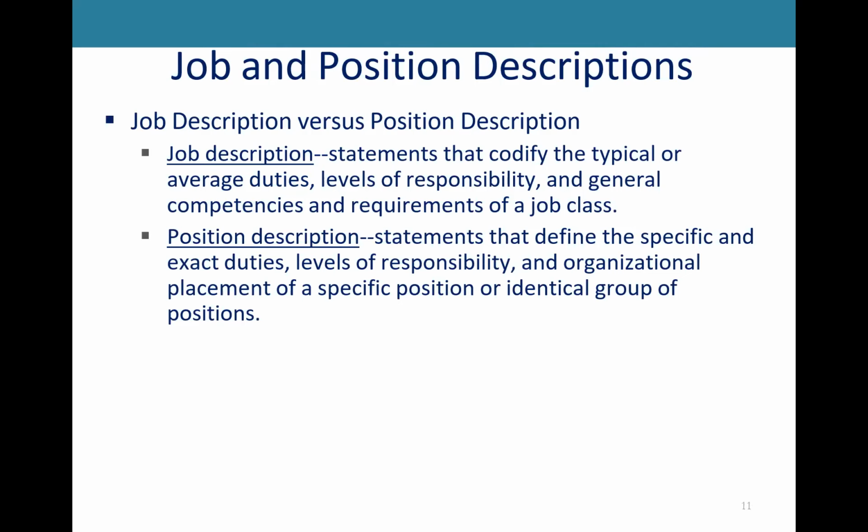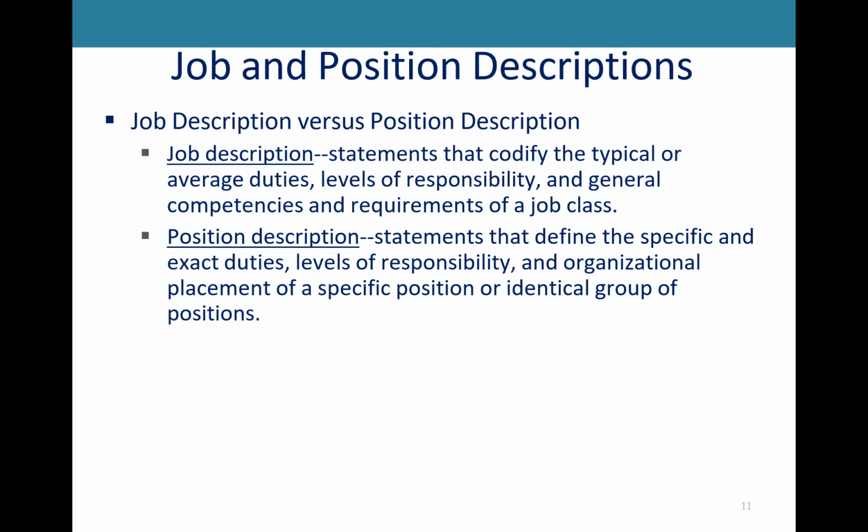We then take that information we get from that job analysis for each one of the positions in our organization, and we can then take that information and craft job descriptions and/or position descriptions. So what's the big difference between a job description and a position description? In a job description, these are statements that codify the typical or average duties, level of responsibility, and general competencies and requirements of that particular job or that particular job class.